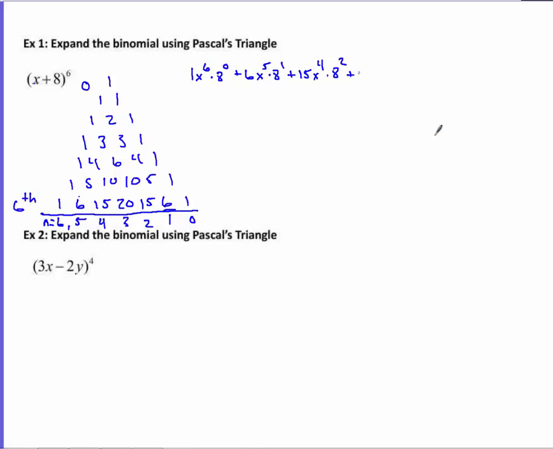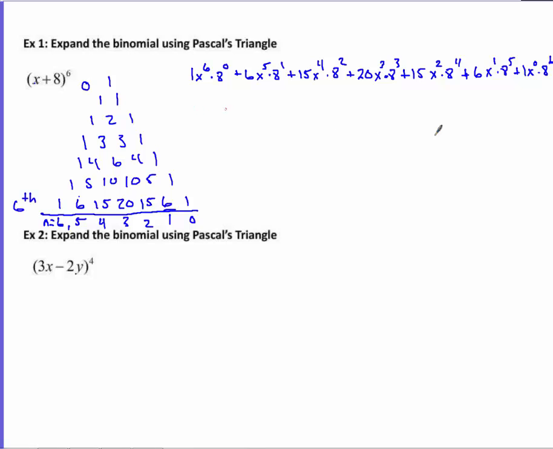So now we're on to 20 x^3 times 8^3. Both still add up to 6. All right, now we're to 15. So 15 x squared times 8^4. Now we're on to 6. So plus 6x^1 times 8^5. And last we're on to 1, plus 1 x^0 times 8^6.